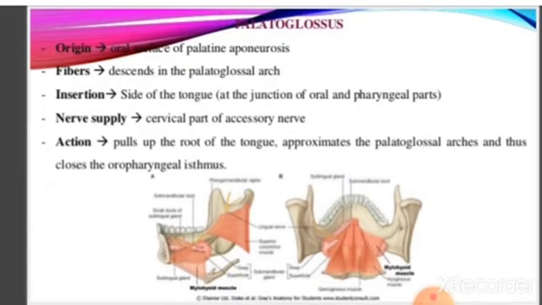Palatoglossus. Origin: oral surface of the palatine aponeurosis. Fibers descend into the palatoglossal arch, insertion at the side of the tongue at the junction of oral and pharyngeal parts. Nerve supply, cervical part of accessory nerve, and action: it pulls up the root of the tongue, approximates the palatoglossal arches and thus closes the oropharyngeal isthmus. These are the various actions: pulls up the root of the tongue, approximates the palatoglossal arches and thus closes the oropharyngeal isthmus.